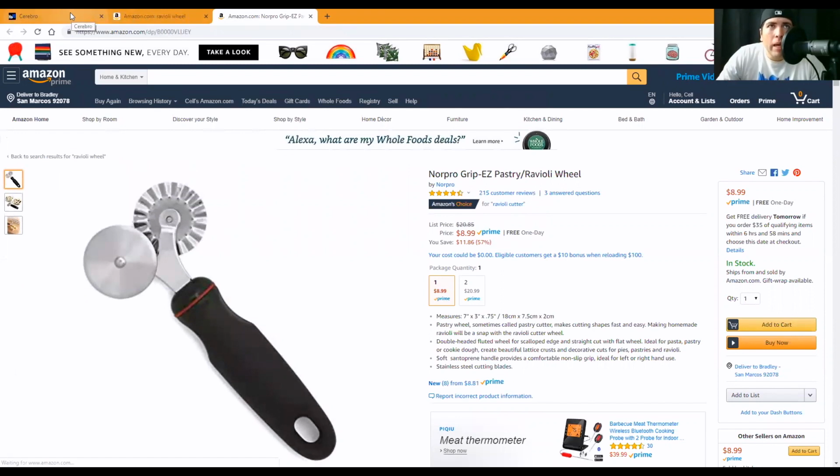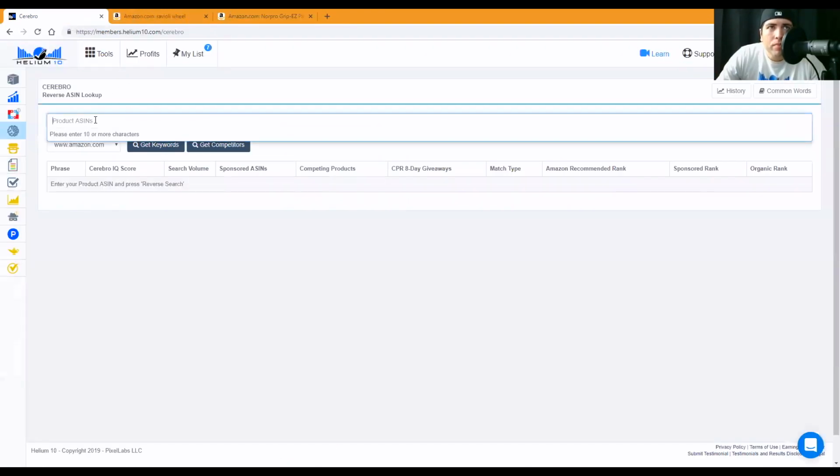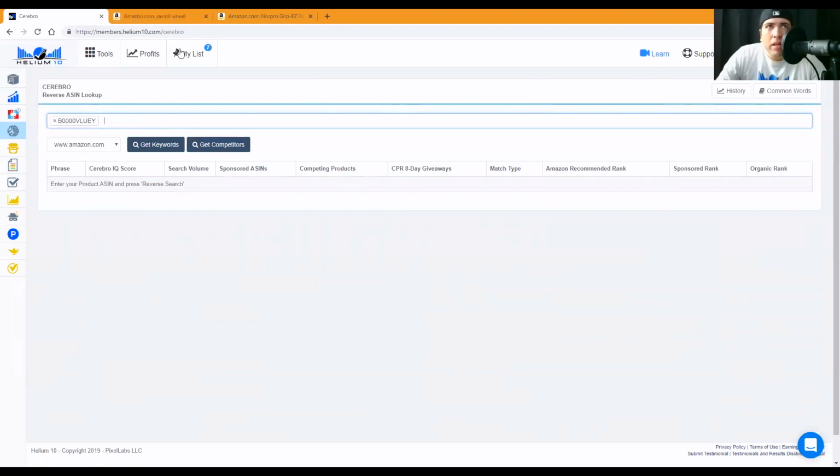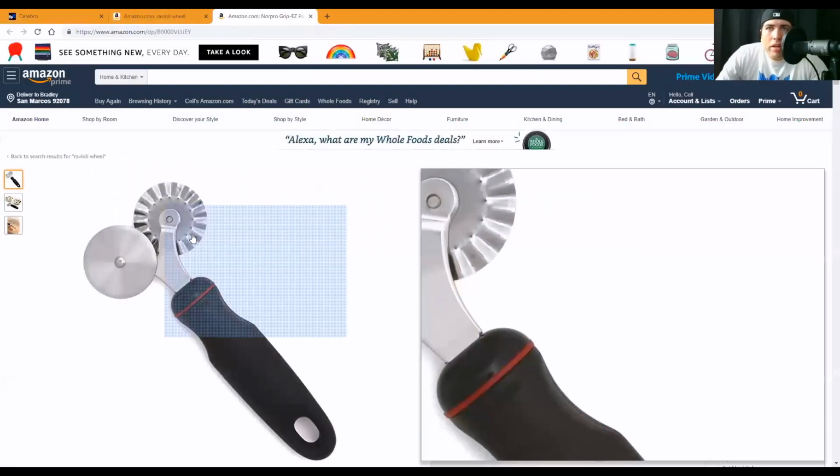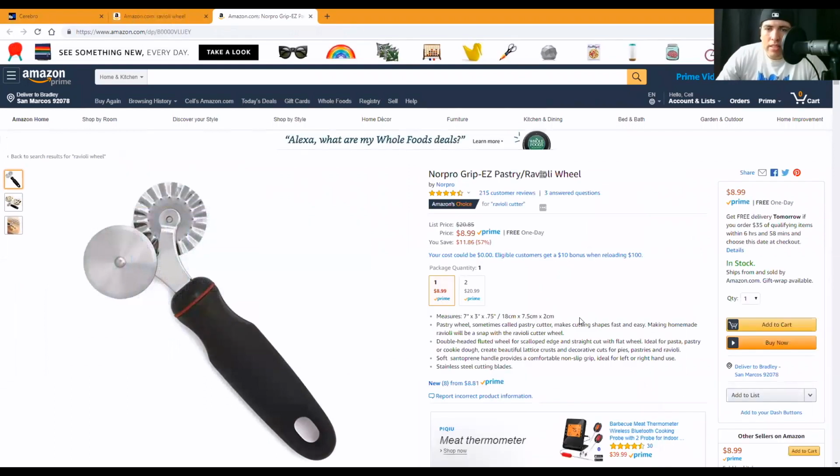So what I'm going to do is go to Cerebro, and paste it there. Now, here's the question. We know this product is selling about $11,000 per month, 1,000 units. So what do you think we would want to know? We are thinking about making a product almost the same as this. What would you like to know about this product now that you know they are making $11,000 of sales? What knowledge would help you?